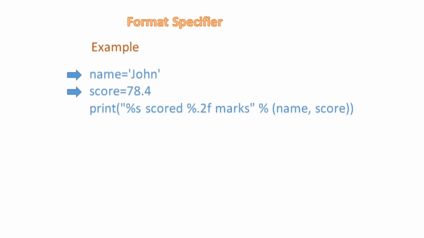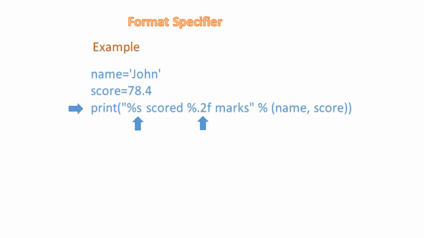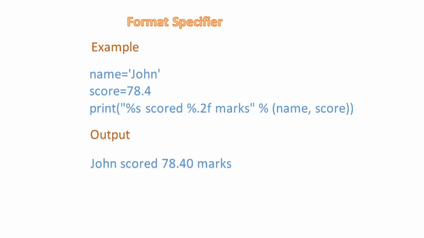In this example, I am having two variables, name is equal to John, a string type, and score is equal to 78.4, a float type variable. In the string, I am using two format specifiers, %s and %.2f. %s will be replaced by name and %.2f will be replaced by score. %.2f means it will have 2 digits after decimal point. So the output will be John scored 78.40 marks.